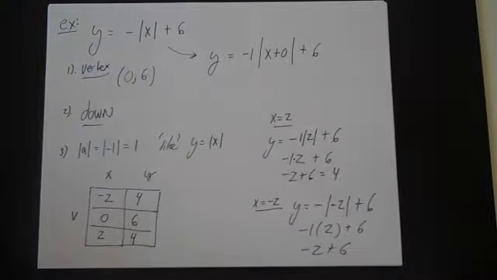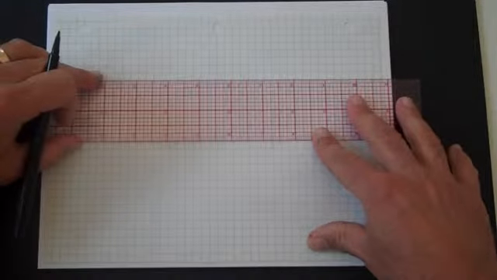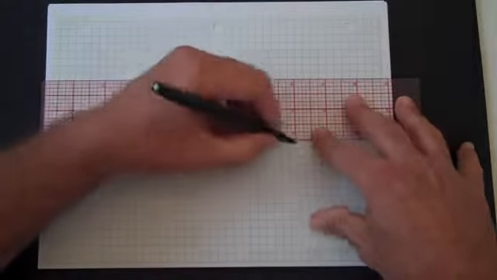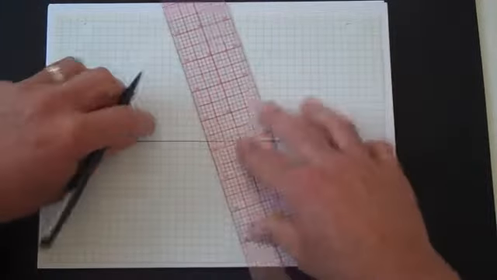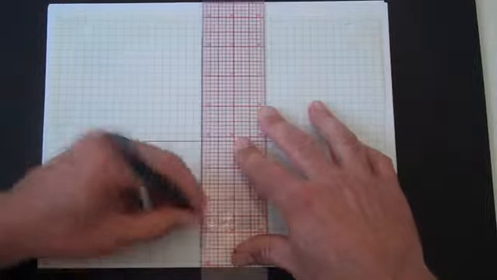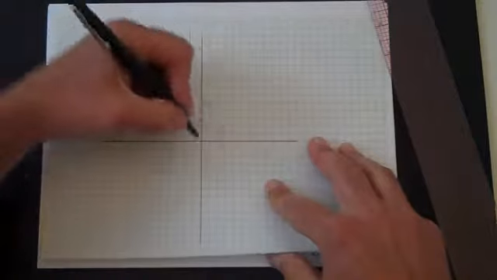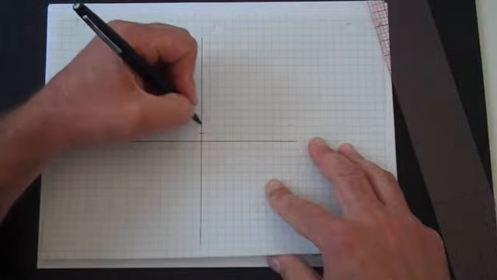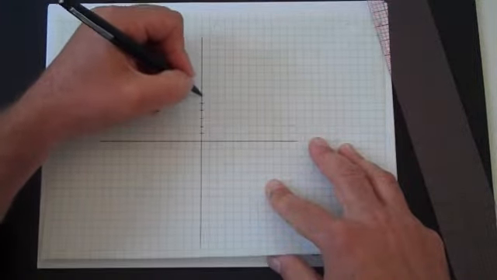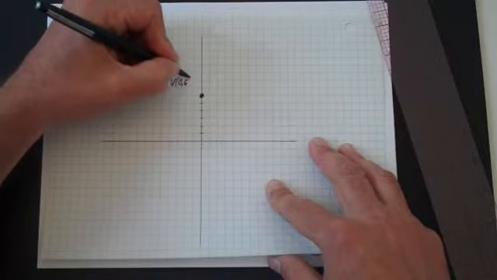After that, you just graph it. You just graph the vertex and the 2 points, and connect the dots. So in this case, let's draw our xy graph. The vertex here is 0, 6. I like to put a little v there to remind myself that it's the vertex.